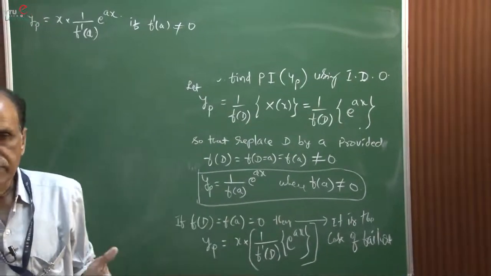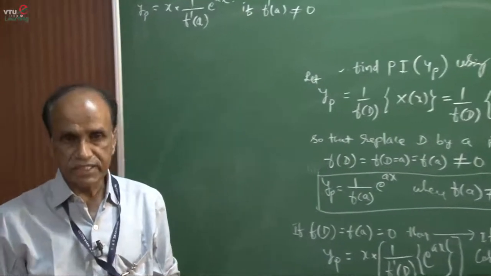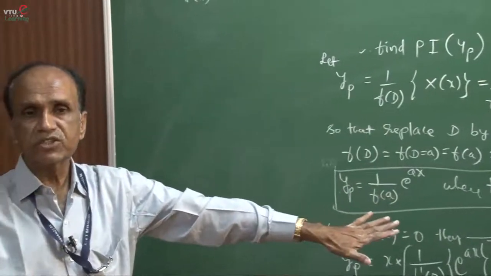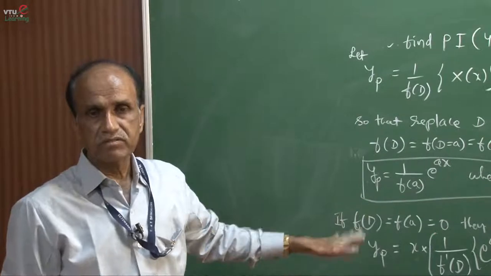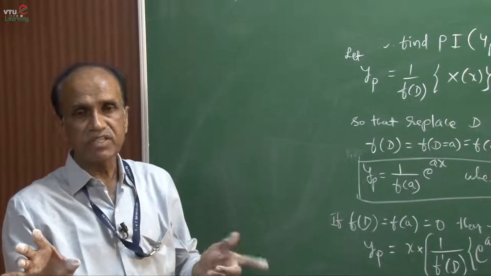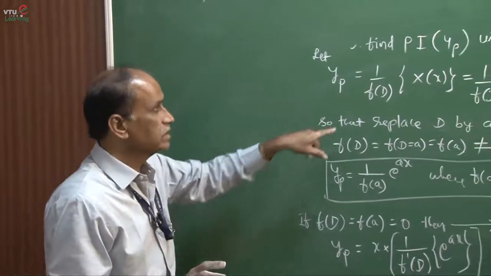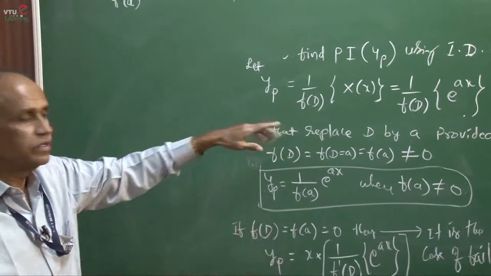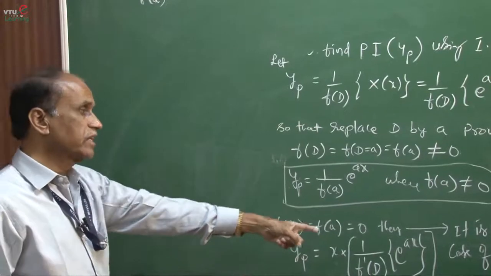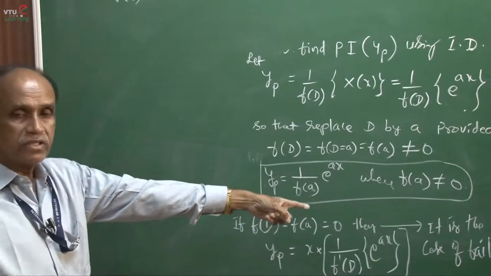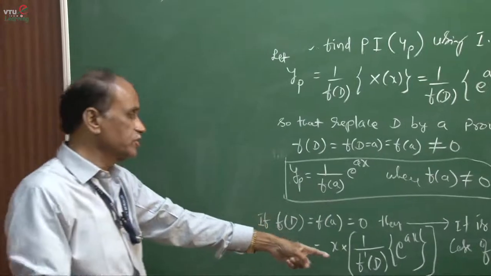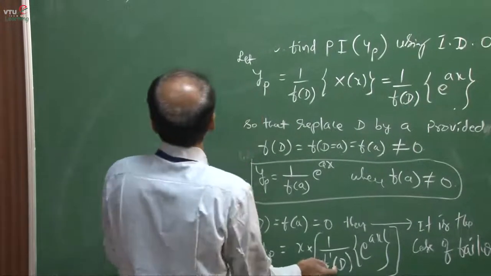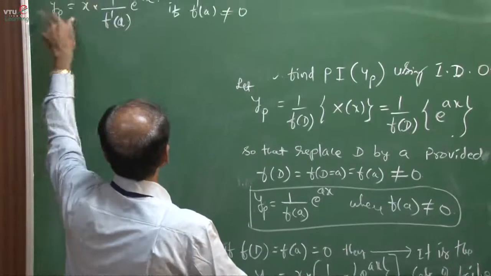Any reference you take for your textbook knowledge, the important contents you can collect this much. When you replace D by a in the denominator, if it doesn't become 0, that is the end of the solution. There itself you have to stop. If it becomes 0, then we claim that it is a case of failure. Then you proceed to write its differential coefficient in the denominator, and then you replace this D by a, then this will be the final solution.